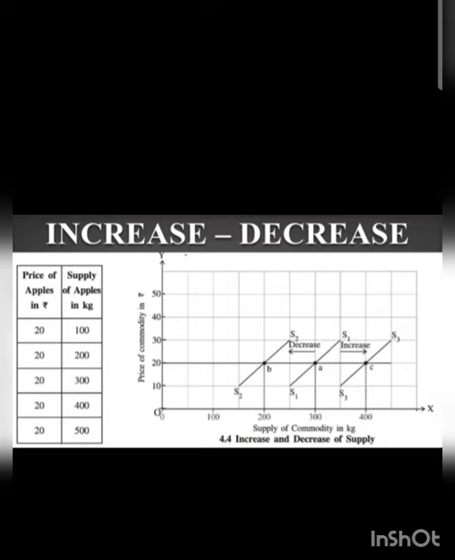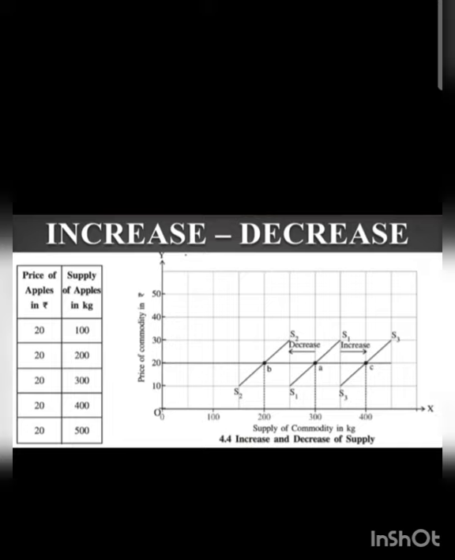So here the supply increases towards the right-hand side, as you can see, from S1 to S3. The supply from S1 to S3 is increasing if the factor changes are in favor of the supply. Now if the factor changes are against the supply, then at the same price the supply decreases, as the entire supply curve goes to the left-hand side from S1 to S2.